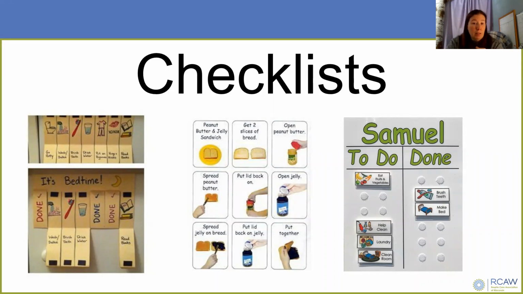Making a peanut butter and jelly sandwich. This is more a checklist. You can go through each item and get it and complete that task. So again, checking it off. The to do to done is an example. A couple of examples that I have here.